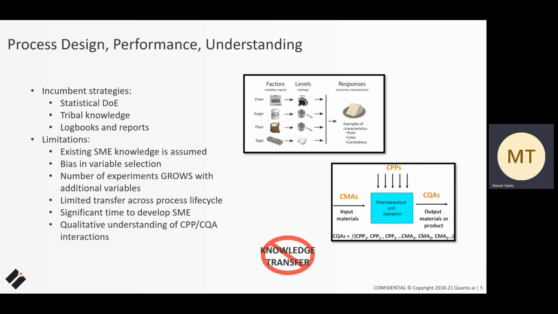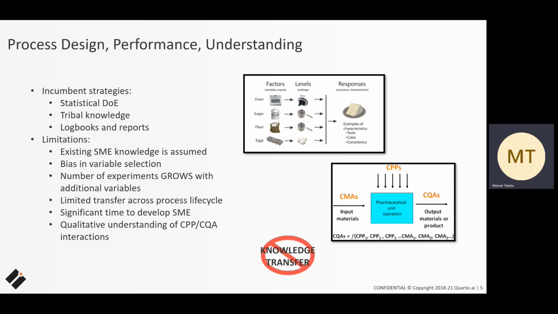Now, the limitations. With regards to building a statistical DOE, we assume that there's some existing SME knowledge. So even if you're developing typically a new process, there is, for example, a MAB process. There is carryover from other MAB processes. You can draw on all that information. Now, with that experience comes also bias and variable selection, which is somewhat necessary because you can't test every variable in a DOE.